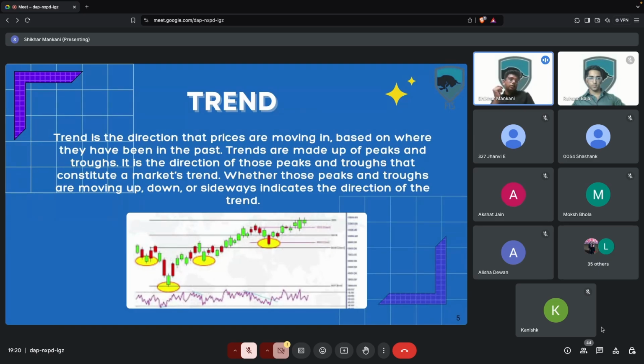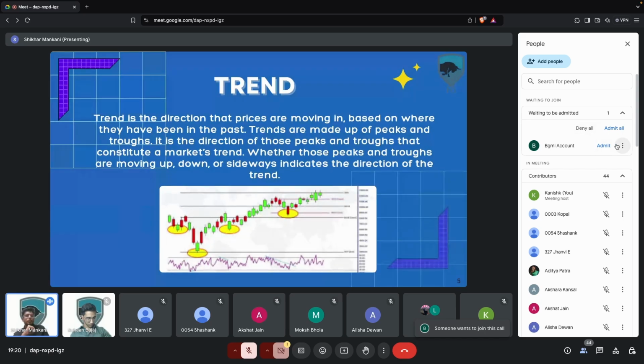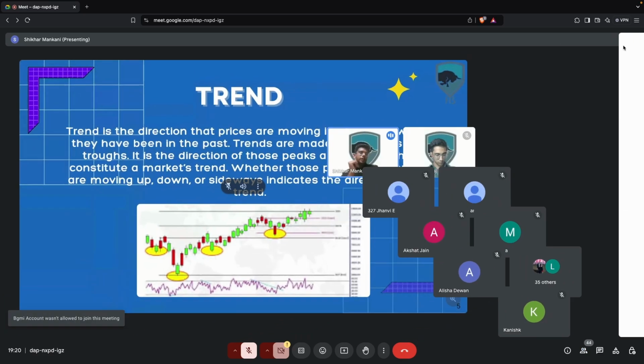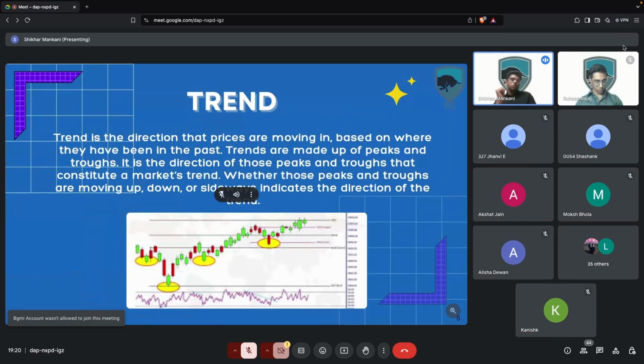So, traders have believed since history that the price of a stock moves in a particular pattern. It's not that it moves by its own means, but it will always move and show a particular pattern in its price movement. So theoretically, a trend is the direction that prices are moving in, based on where they have been in the past. Trends are made up of peaks and troughs. It is the direction of those peaks and troughs that constitutes a market's trend, whether they are moving up, down, or sideways.